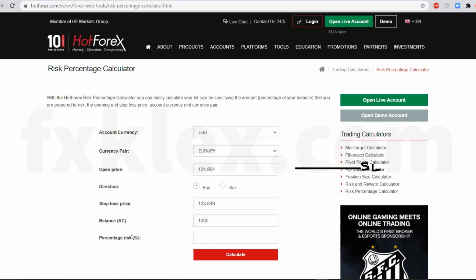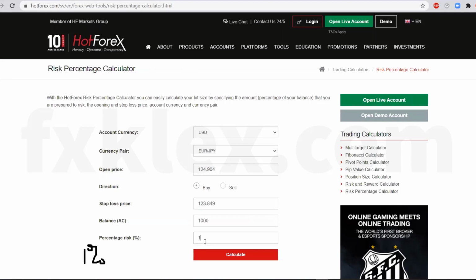So the next option says percentage risk. So how much are you willing to risk? Remember the rules as a beginner, don't risk more than 0.5%, 1%, or 2%. So let's make an example. I want to risk 1% right here. It means I want to risk 1% of my account value. That is 1% of 1,000. So what I simply need to do right here is input that I want to risk 1%.